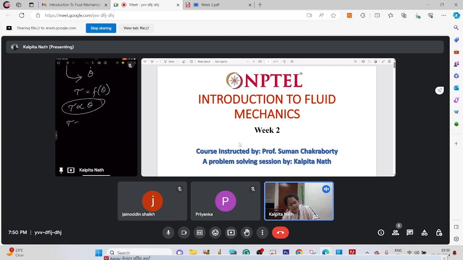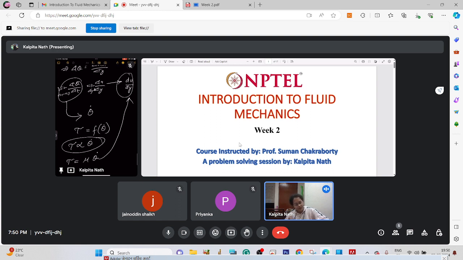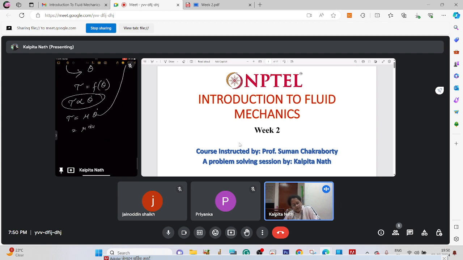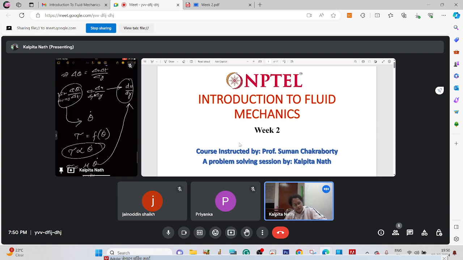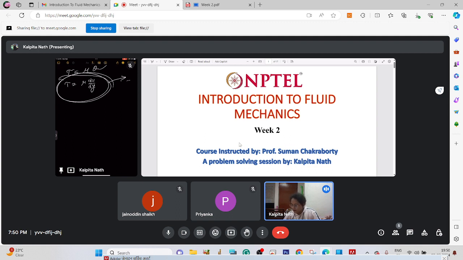So this can be equalized by giving mu, theta dot. That means mu, the viscosity, times theta dot, which is given by du dy. So tau is equal to mu du dy. This is called Newton's law of viscosity, right? Now, another two terms that were introduced are dynamic viscosity and kinematic viscosity.